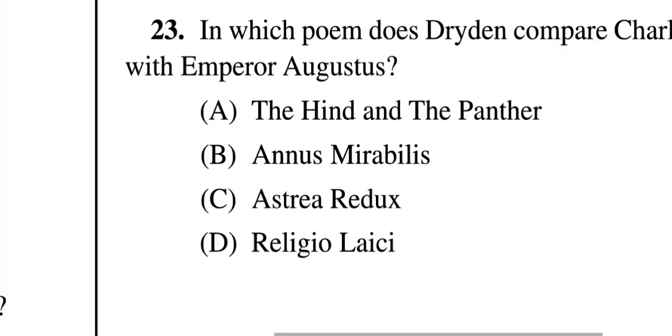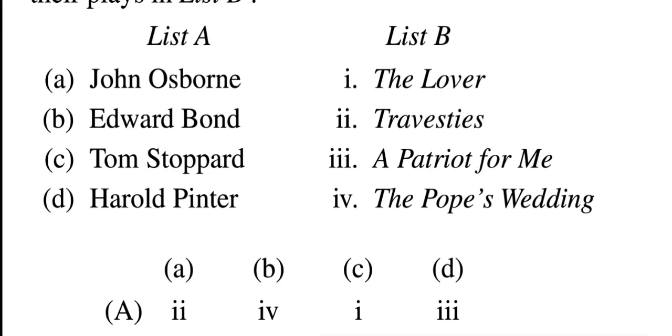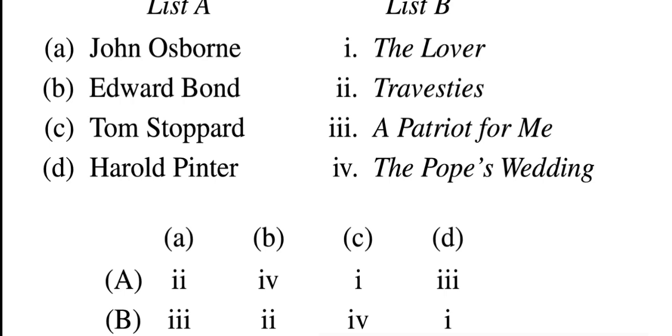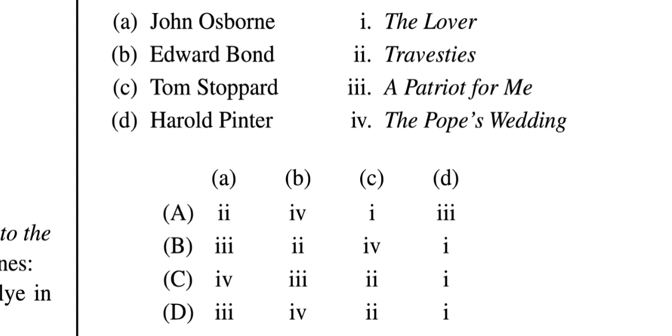Let's go to the second question. It says, match the British playwrights in list A with their plays in list B. In list A, we have playwright names, and in list B, we have play names: John Osborne, Edward Bond, Tom Stoppard, Harold Pinter; The Lover, Travesties, A Patriot for Me, The Pope's Wedding. Correct answer will be D. That means A3, John Osborne, A Patriot for Me; B4, Edward Bond, The Pope's Wedding; C2, Tom Stoppard, Travesties; D1, Harold Pinter, The Lover. This is the correct answer, that is D.